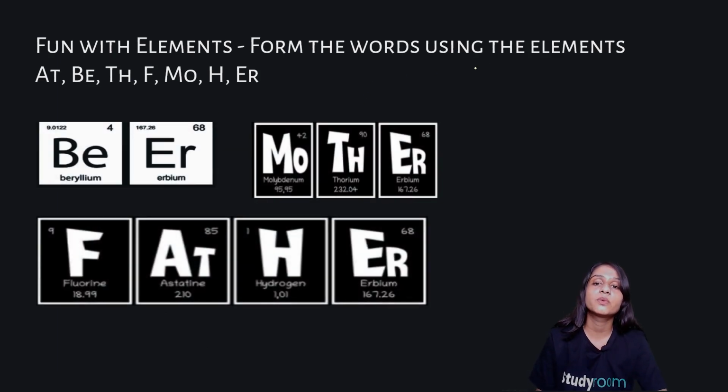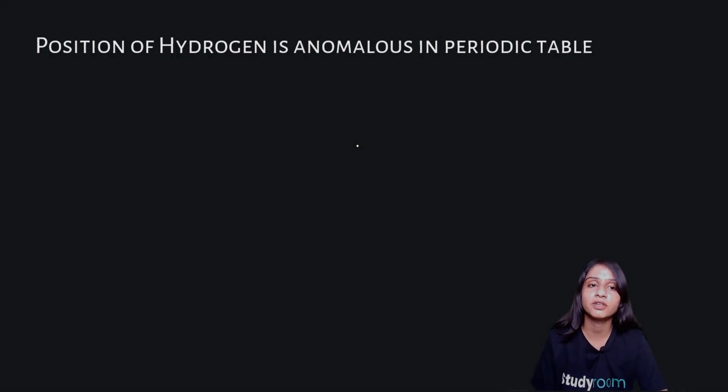So, form the words using the elements. This is beryllium, we chose these two. For erbium, we choose ER, molybdenum, MO, thorium, TH. So these are the symbols that we use in place of writing the whole name of the element every time.